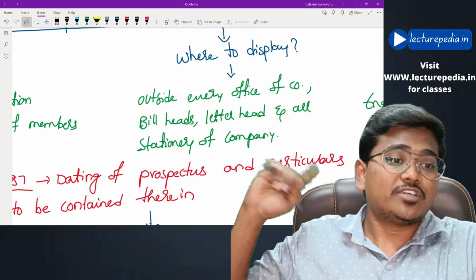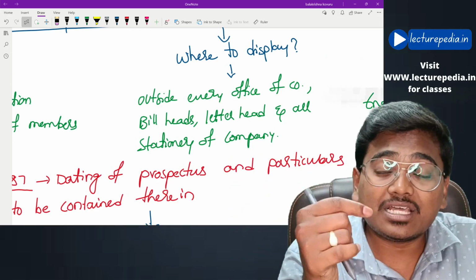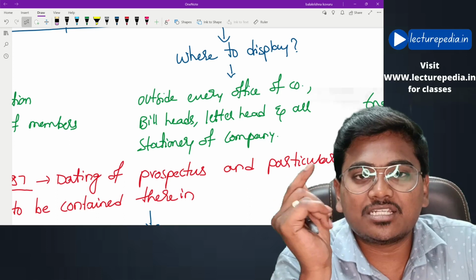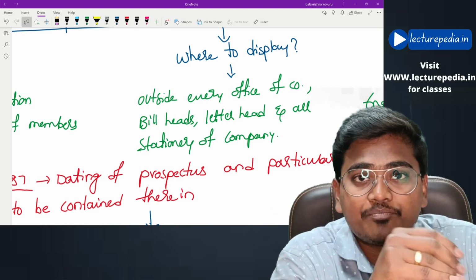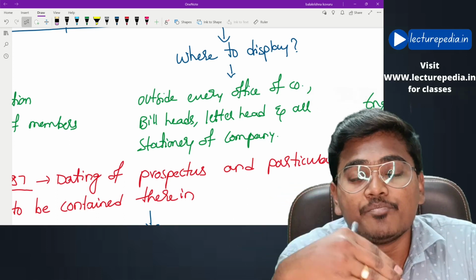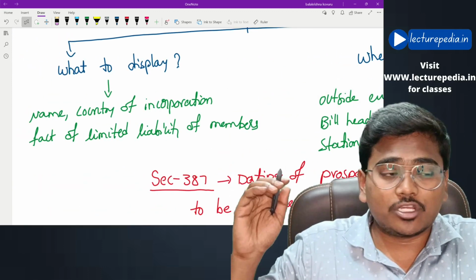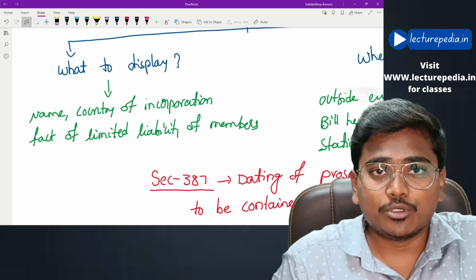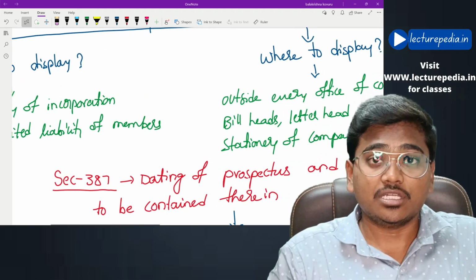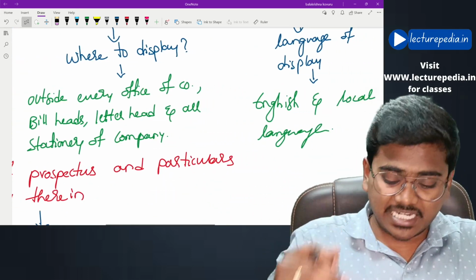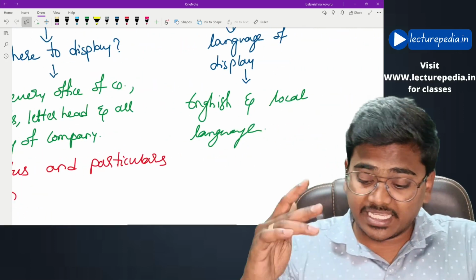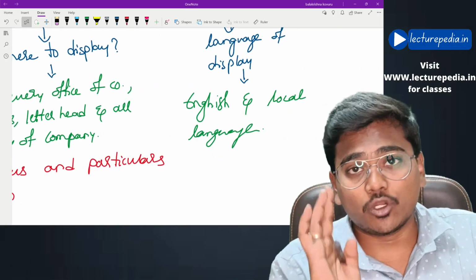Outside every office of the company and in all the stationery of the company. Stationery means things like bill heads and letterheads. On all this stationery, these details, name, country of incorporation, and the fact that liability of the members is limited must be disclosed. And in which language does it have to be disclosed? In English language and also in one local language.